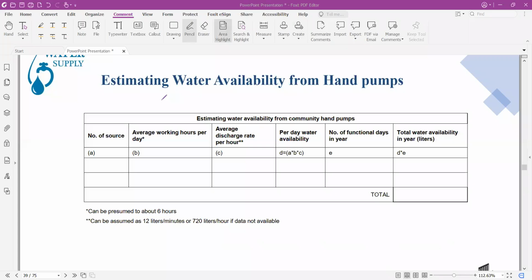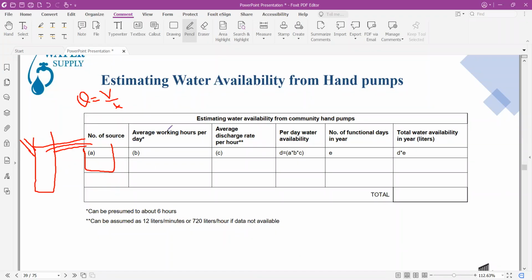Okay, Bismillahir Rahmanir Rahim. So to find the discharge rate from a hand pump, it can be calculated in a very easy way. For example, if you have a hand pump and it is discharging water, you can calculate it by just keeping a bucket below it and taking a stopwatch. You know the volume of the bucket, and by using the stopwatch, note the time it takes to fill. After noting that time, we can calculate the discharge rate of a hand pump by volume divided by time.